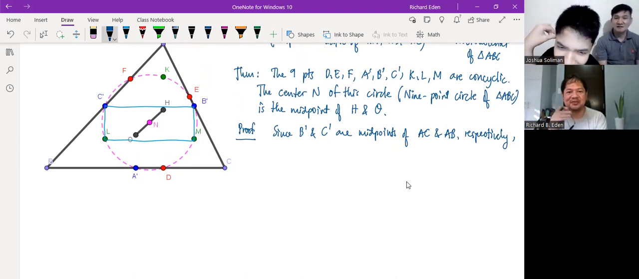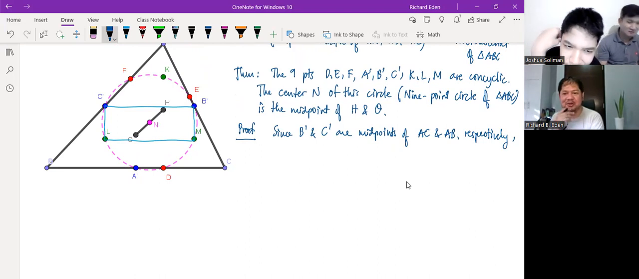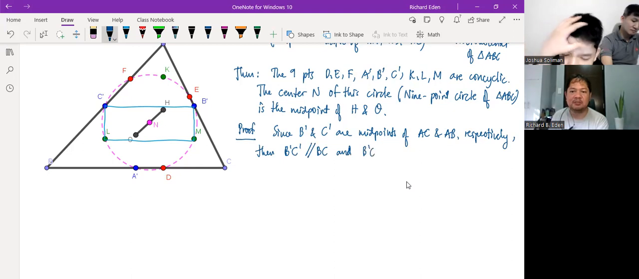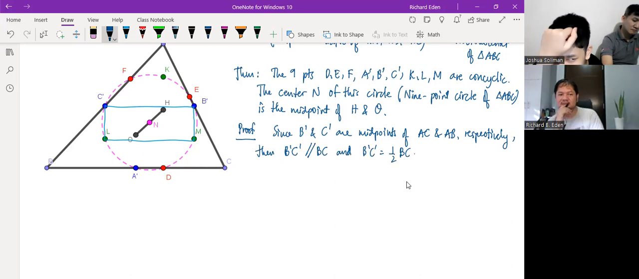Anyway, from the figure, B prime and C prime are midpoints of AC and AB respectively. Then we see that B prime C prime is parallel to BC. But not only that, the length of B prime C prime is half of BC. Right? Because B prime C prime, what do you call that? Medial line? Midline. All right.